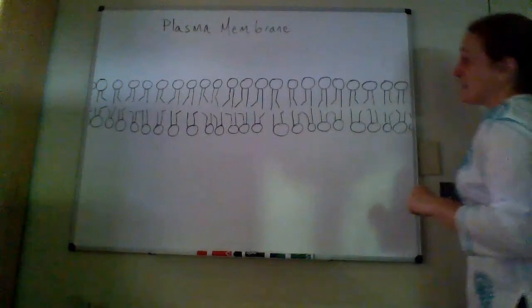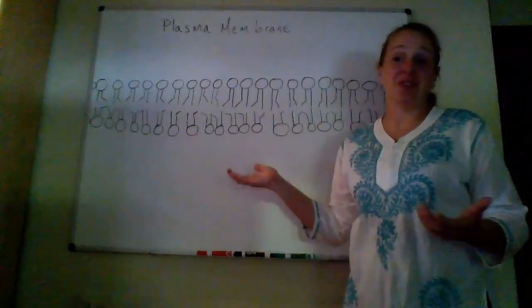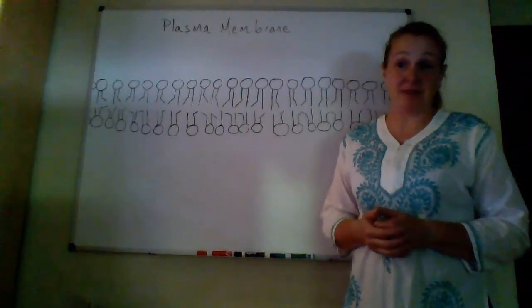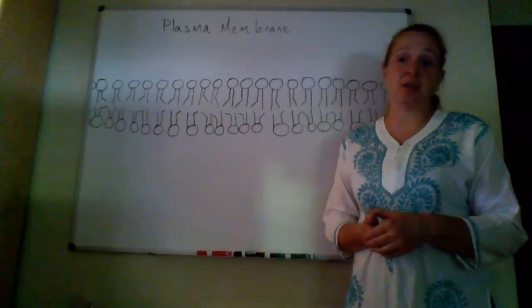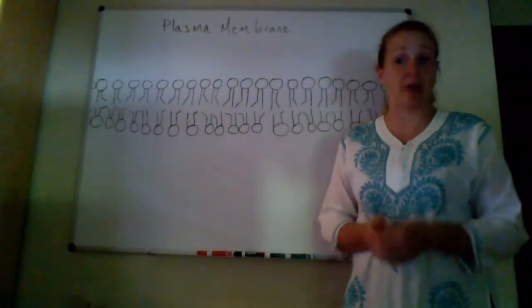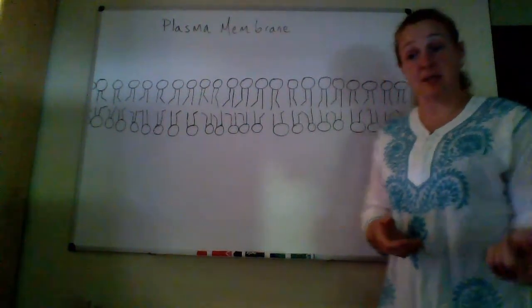Let's take a look here at our plasma membrane. Right now our plasma membrane just has phospholipids. What we're concerned about, what we're interested in, is understanding how cells are going to control their interaction with the environment. In other words, how they're going to get stuff in, how they're going to get stuff out.